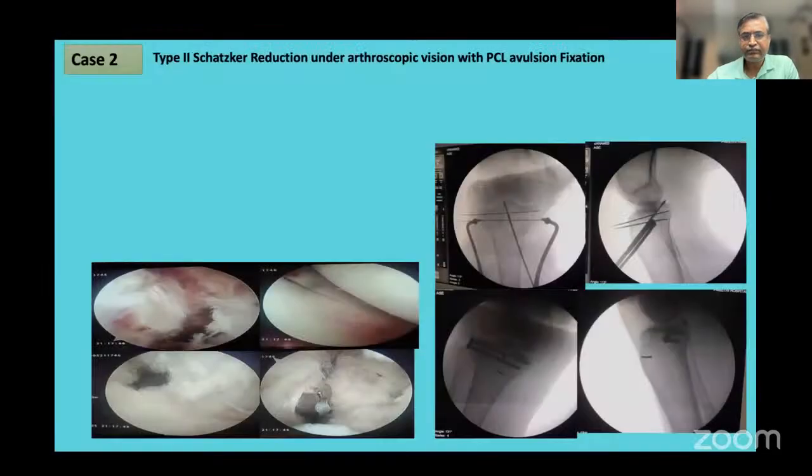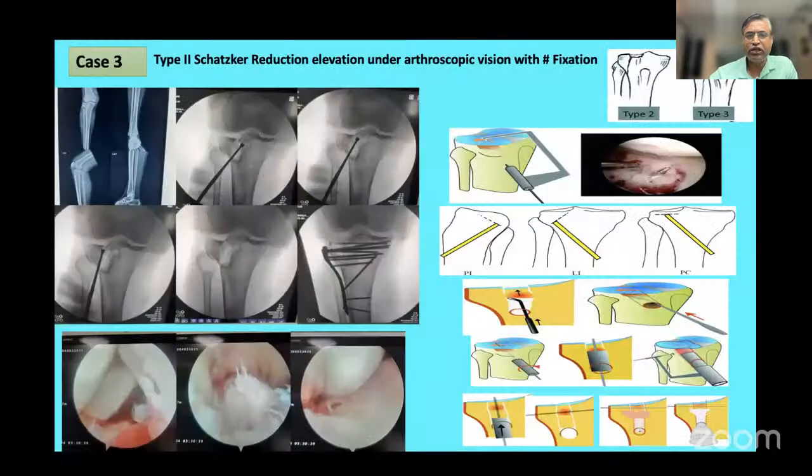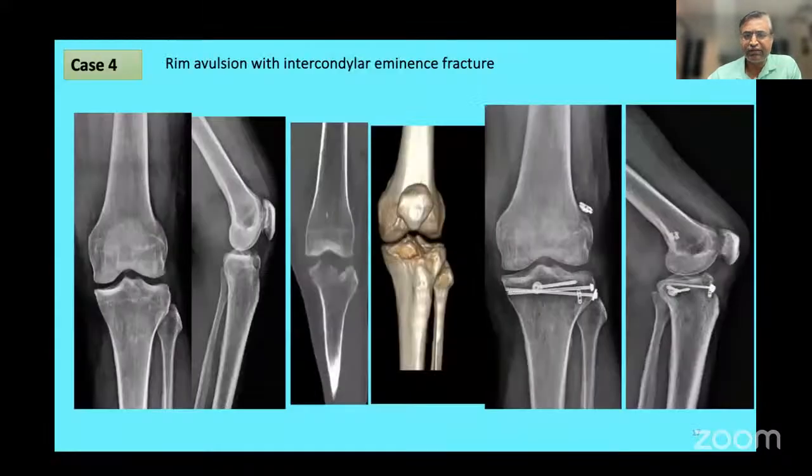And these are again very gratifying. You can do a PCL avulsion fixation with this similar approach and also fix them with the screw. And this is another way how you can nicely elevate the depressed fragment under arthroscopic guidance, and you can fix them with whatever device, plate and all. At the same time, you can even address the cruciate avulsions and all. And you can see the cartilage, meniscus, everything in these kind of fractures.